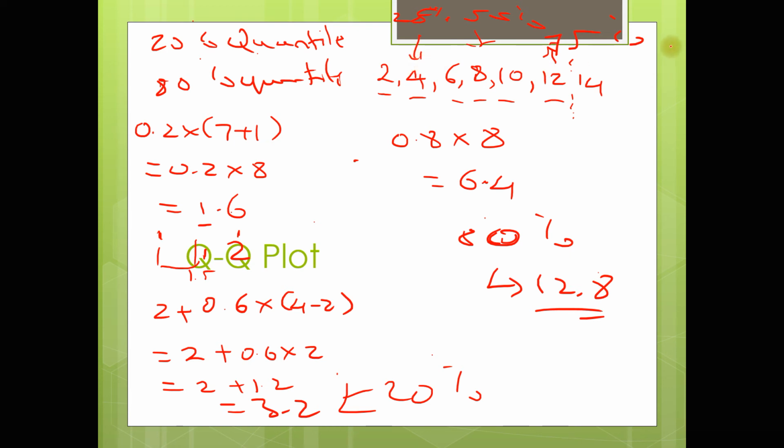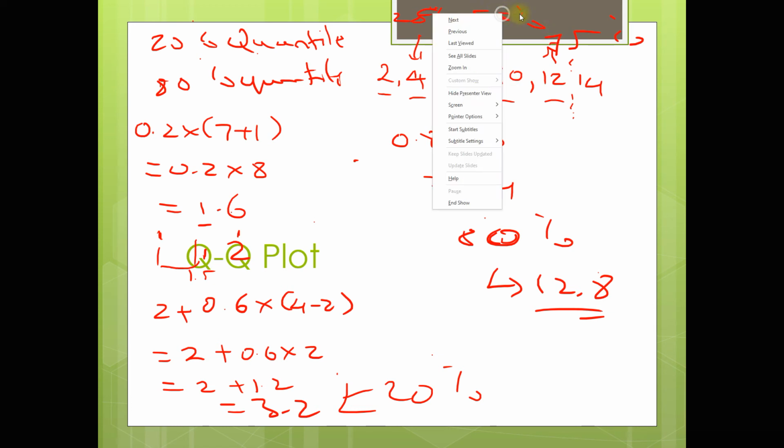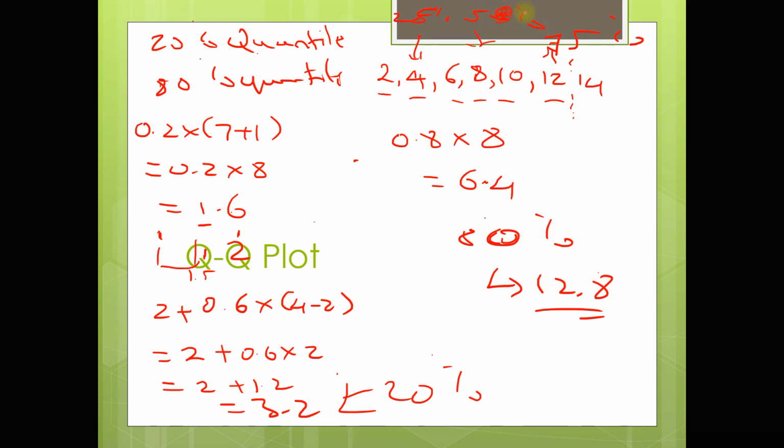Another way, if we talk about a 75% quantile, we are saying that there is a 75% probability that a value will lie less than or equal to 12. That's another way of doing it. And if we talk about the 50% quantile, we are saying that there is a 50% probability that a value lies less than or equal to 8, which means that 50% of the data is less than or equal to 8 and 50% of the data is above 8.